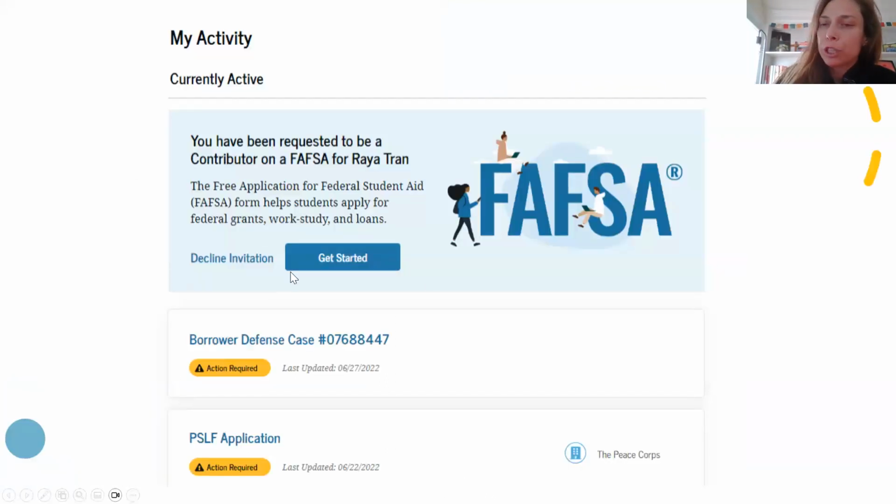When a contributor logs in with their FSA ID, they will see this blue box on the top about an invitation to work as a contributor on their student's FAFSA. So hopefully they will indicate get started as opposed to decline invitation. Now, I do want to point out that this image reflects additional information about the contributor.